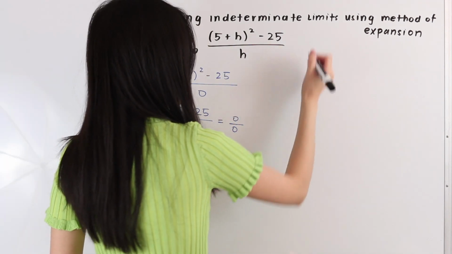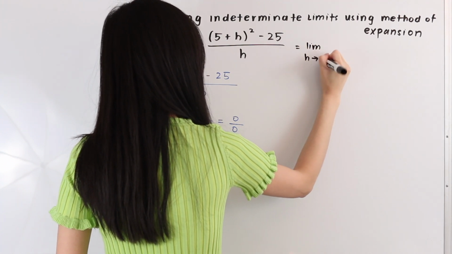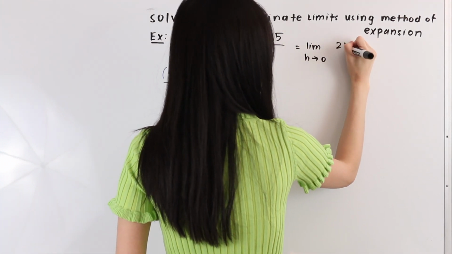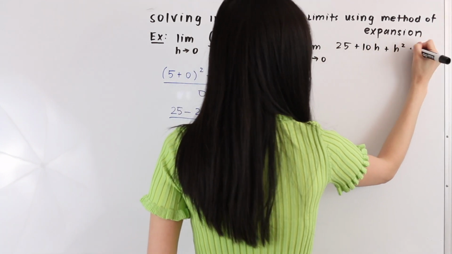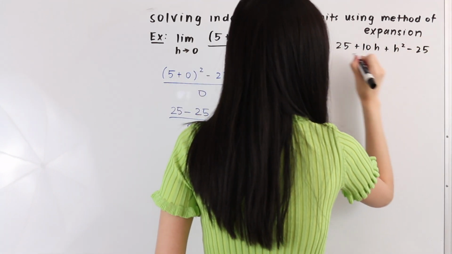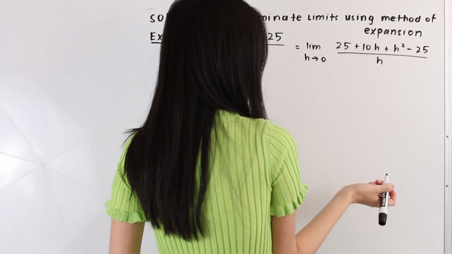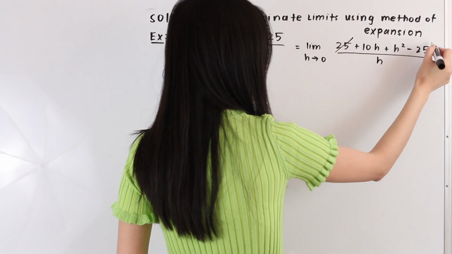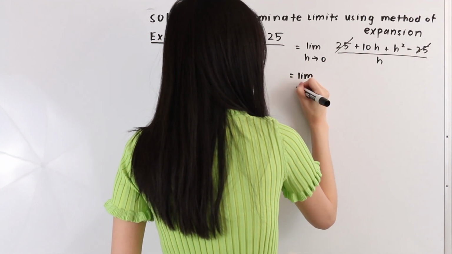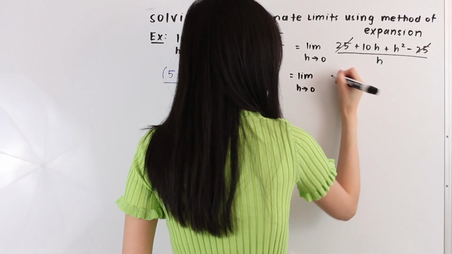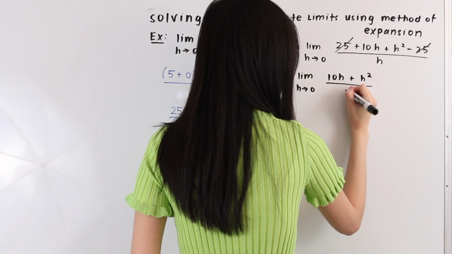And so expanding our numerator, this limit becomes the limit as h approaches 0 of 25 plus 10h plus h squared minus 25 over h. And so from here we can see that these two 25s cancel out in the numerator, and so we are left with the limit as h approaches 0 of 10h plus h squared over h.